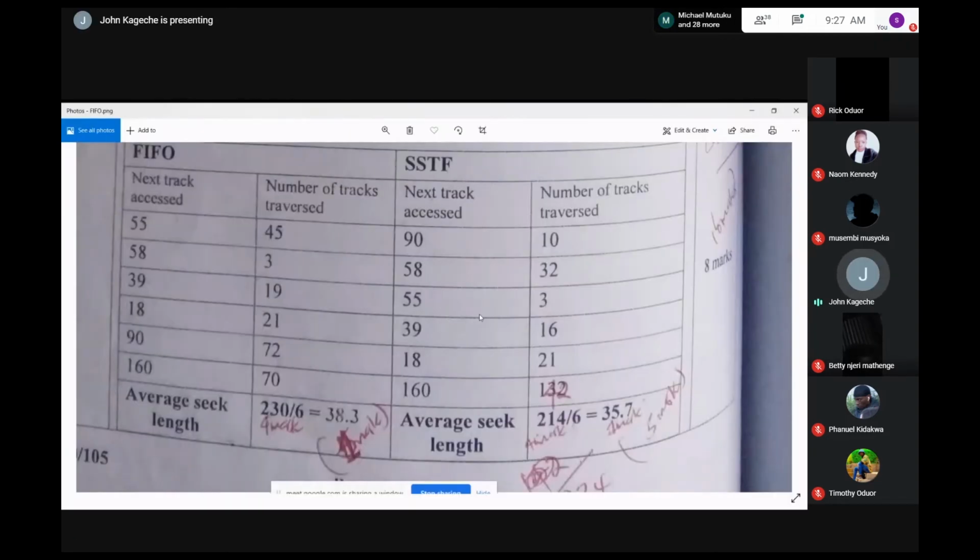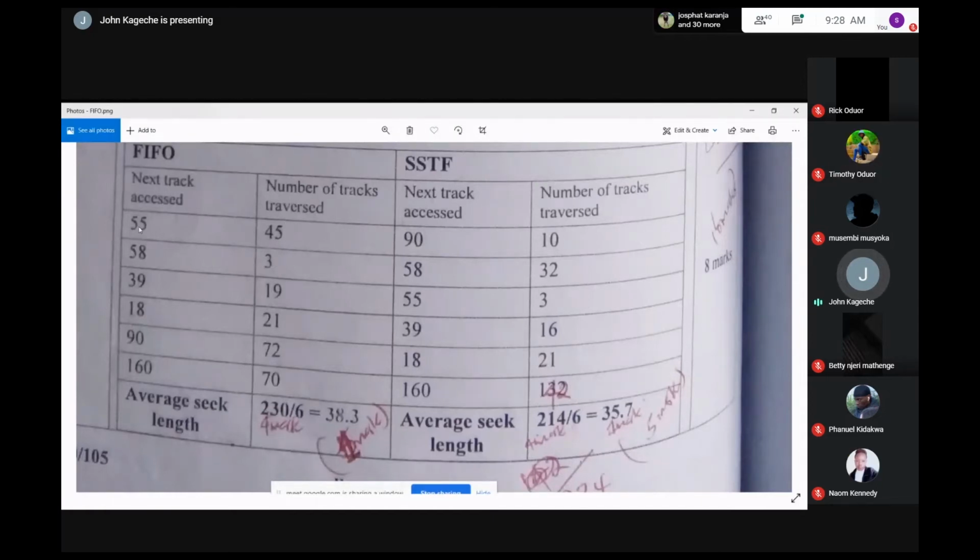Now, when you look at the question paper, we are moving from 55 to 58. You look at what I'm sharing: 55, 58, 39, 18, 90, and 160. Are we together? The beginning point of your read-write head will be at 100, as you have been told. Moving from 100 to 55, how many tracks will you have traversed? 45. You record the number of tracks traversed.